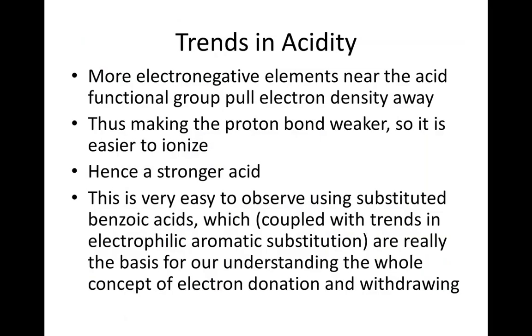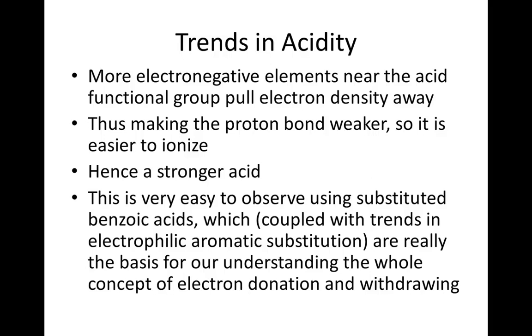So to summarize to a certain extent, we can say that if you put more electronegative elements near the carboxylic acid, then that pulls electron density away, and thereby makes it easier for the proton to pop off. So that weakens the proton to oxygen bond. And so because it's easier to ionize, that's going to make it a stronger acid. For example, the trifluoroacetic acid was a pretty strong acid.